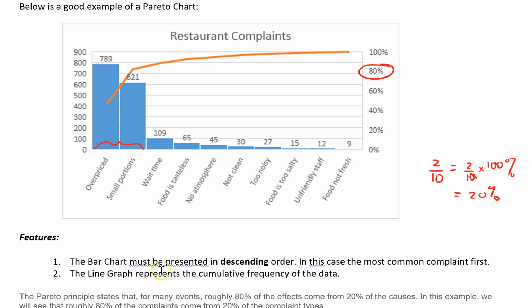A bar chart must be presented in descending order. I've spoken about that, with the most common complaint first. And the line graph represents the cumulative frequency of the data. How many people actually indicated that food was overpriced, had small portions, and by the time we're here, we're up to our 80%.